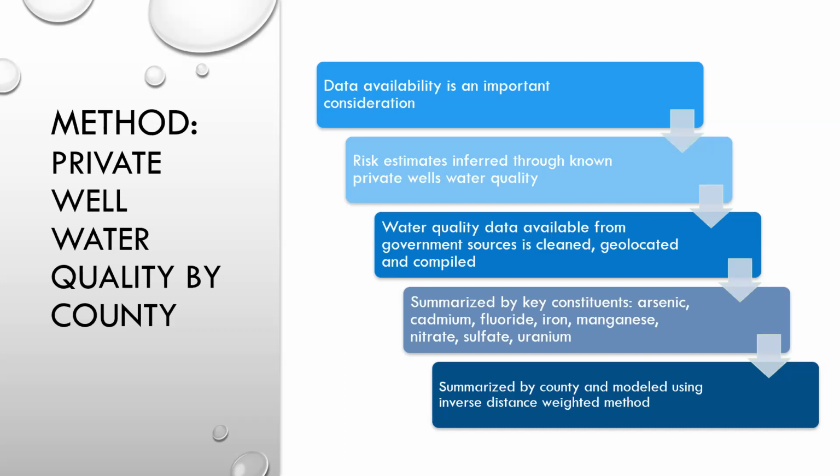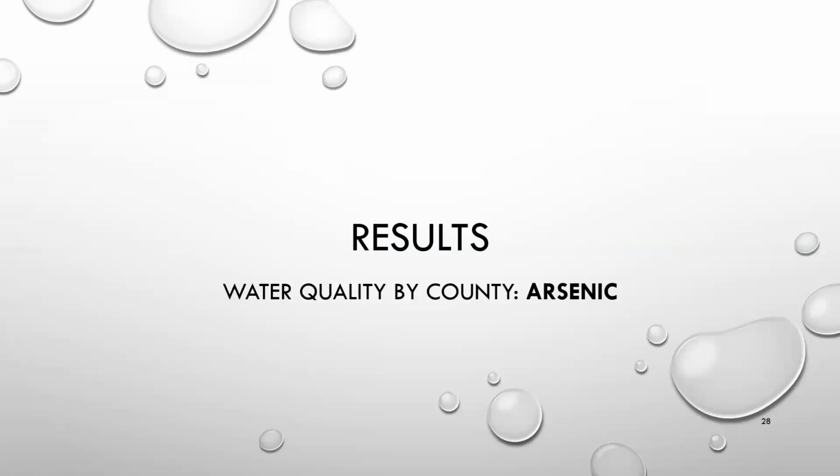Our water quality inventory is summarized by key constituents listed here, and why these constituents? Because that's what we have data on. They are summarized by county, and then I used a very simple modeling approach, inverse distance weighted. So what are the results? I'm just going to focus on arsenic here for this presentation.